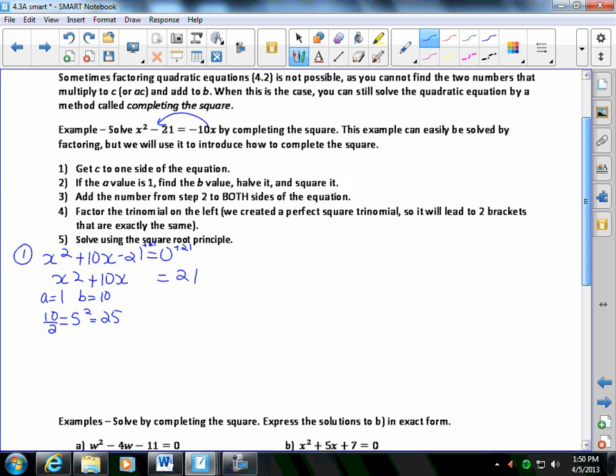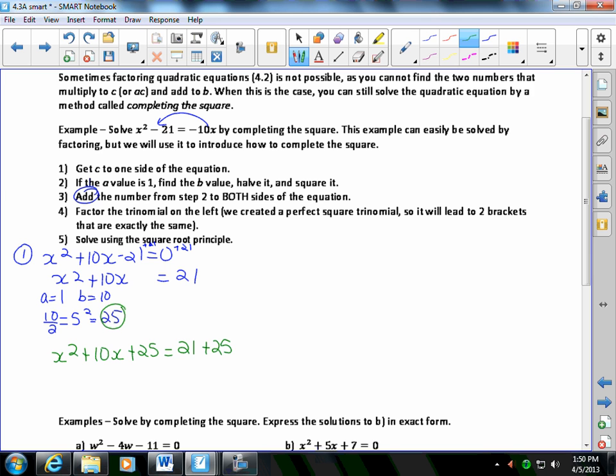So then it says add the number from step 2 to both sides of the equation. So my 25 from here, that I got by halving and squaring, instead of adding it and subtracting it to the same side, I'm going to add it to both sides of the equation. So I have x squared plus 10x plus 25 equals 21 plus 25.